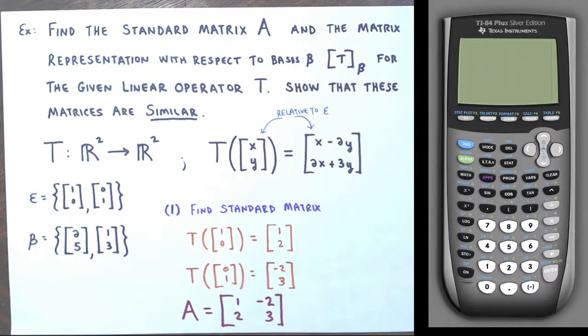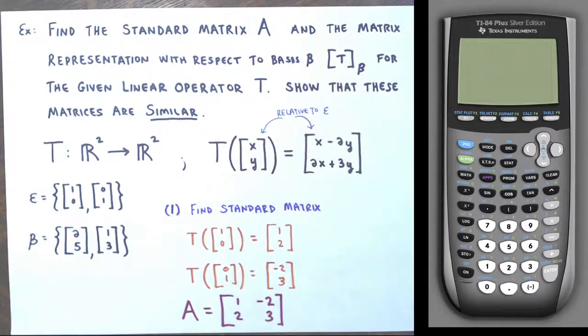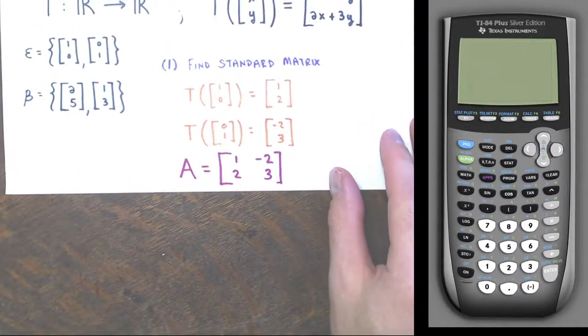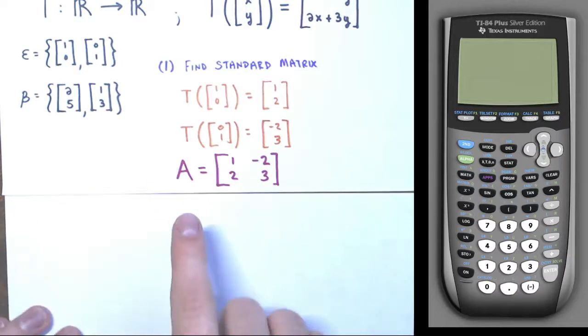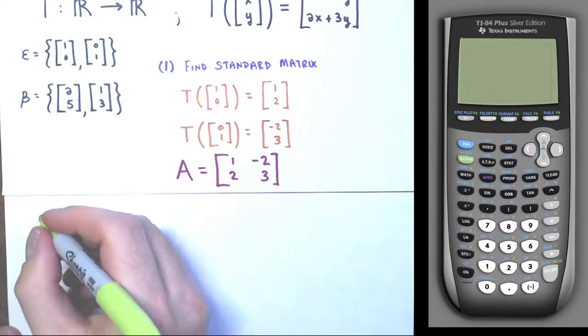All right, then I'm going to find this matrix here, this T_B. And then after, I'm going to find that transition matrix P_B and P_B inverse, because I'll bring back that page showing that I need to find that to demonstrate that this matrix A and the matrix representation with respect to basis B are similar.